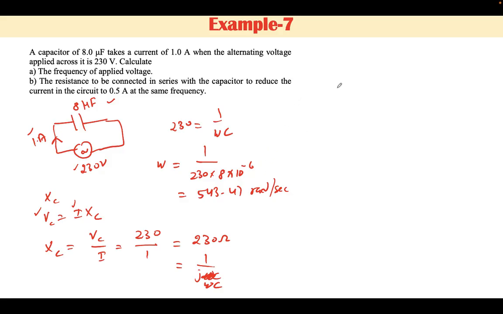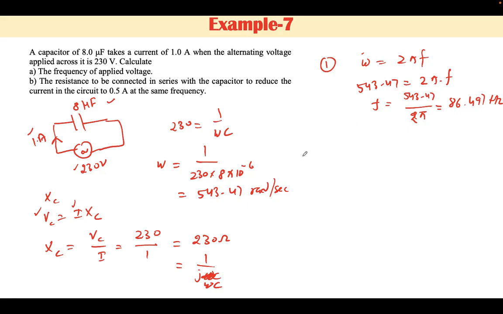Now that we know the value of omega, we can find out the frequency of the applied voltage in this circuit. By definition, omega is equal to 2 pi f. We know the magnitude of omega is 543.47, equal to 2 pi into f. Then f will be equal to 543.47 divided by 2 pi, which is equal to 86.497 hertz.